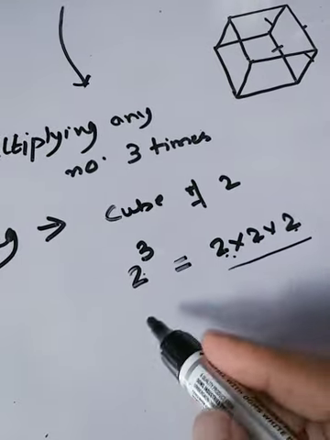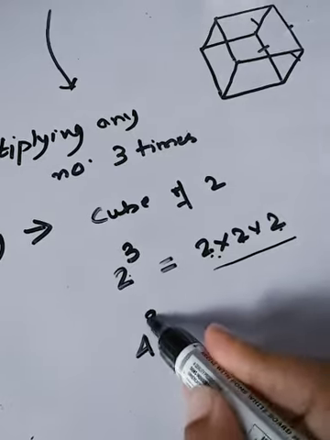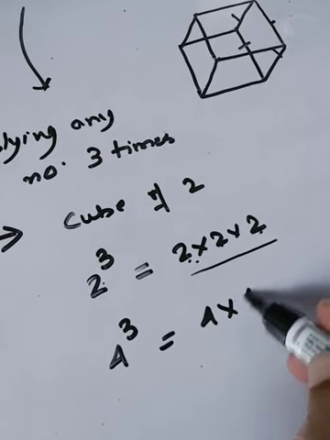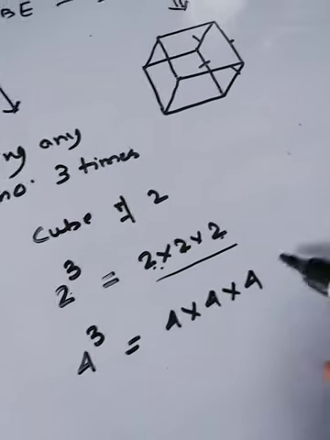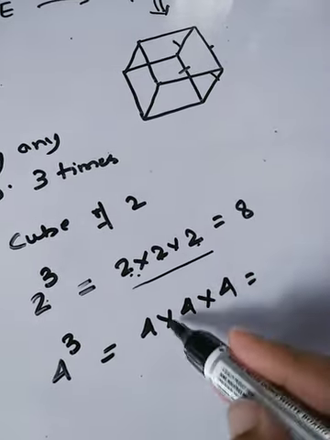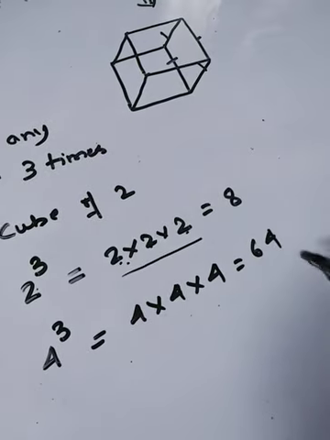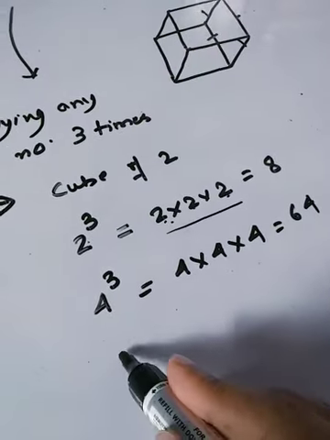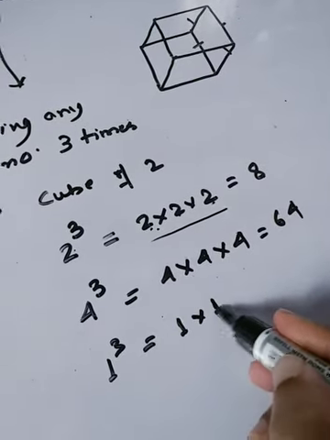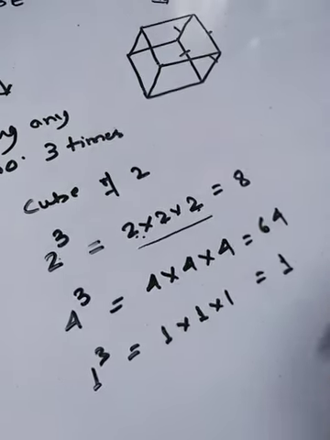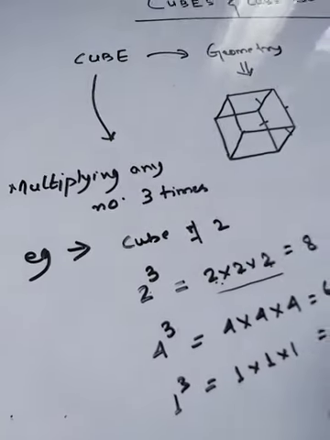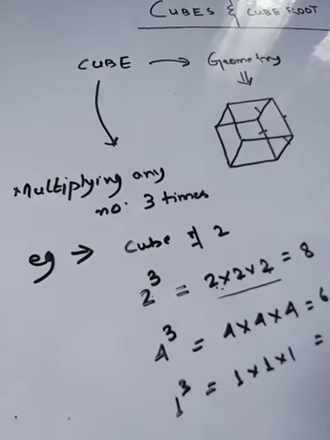Now if I ask what is the cube of 4, what will you write? 4 cube. And how exactly do you expand it? 4 into 4 into 4, and you have to write the answer. 2 into 2 into 2 is what? 8. 4 into 4 into 4 is what? 64. What is the cube of 1? 1 into 1 into 1. Answer is 1. So have you understood what the meaning of cube is? This is very, very simple.